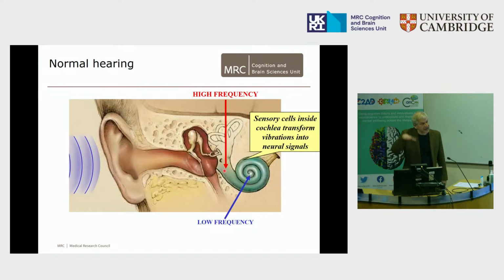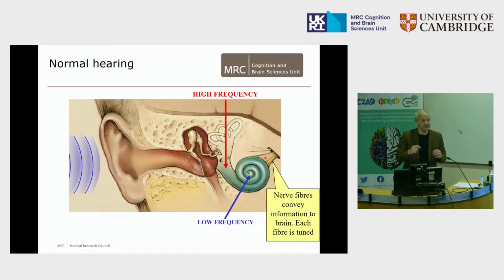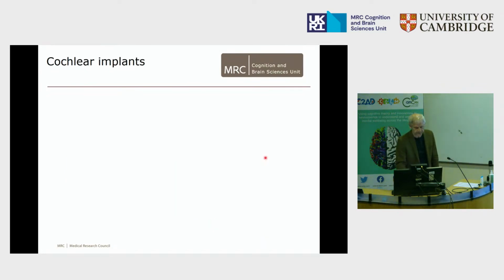Along the length of this membrane, there are sensory cells which transform the vibrations into neural signals, which are then conveyed by nerve fibers coming up into the middle of this spiral. Each of these nerve fibers conveys information to the brain, transmitting information about a particular frequency component of the incoming sound.